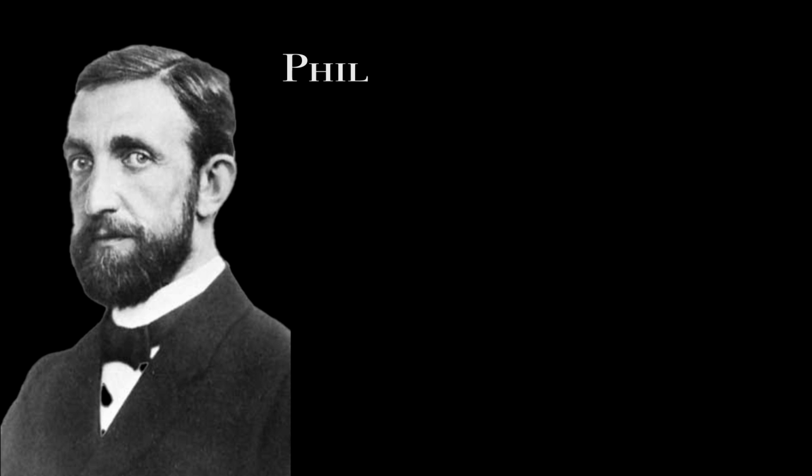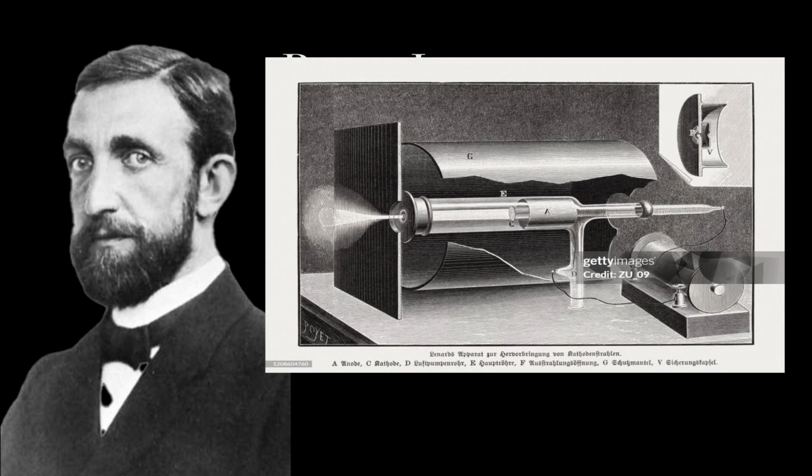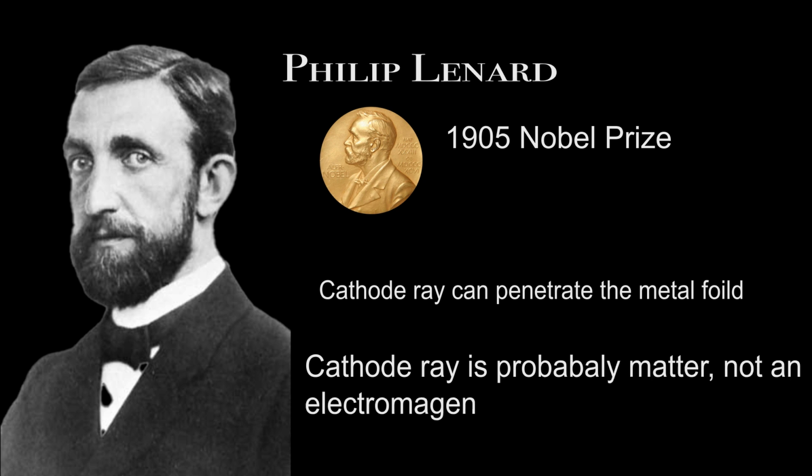His experiments demonstrated that cathode rays could penetrate thin metal foils, a feat difficult for electromagnetic waves because conductors typically block such waves. And he also observed that cathode rays are deflected by the thin metal foils, which might lead to the conclusion that there are Coulombic interactions between cathode rays and the metal, which cannot be true for the electromagnetic wave. But most of these questions were answered by Crookes himself.